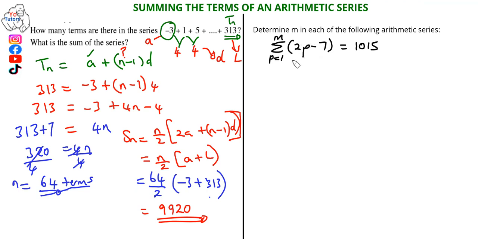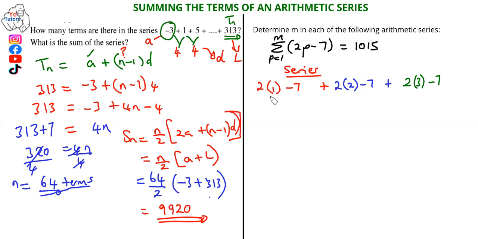We need to write down the series. What is the series? We start from the 2p minus 7. The first term is 2(1) minus 7. The second term is 2(2) minus 7. The third term is 2(3) minus 7. Can you see what we're doing? For the first term, where there is p, we put 1. For the second term, where there is p, we put 2. We go on like that, 1, 2, 3.